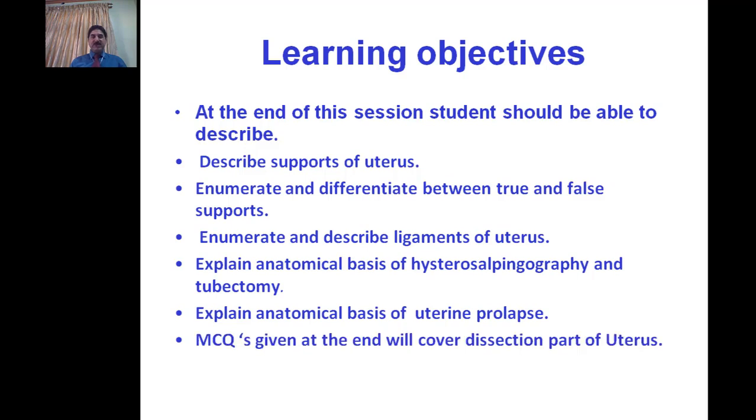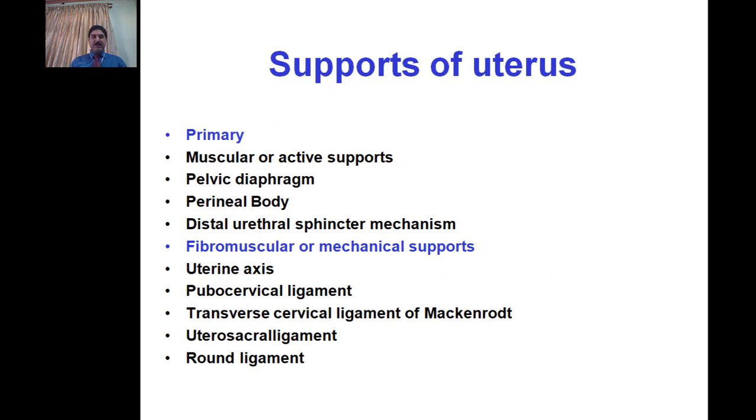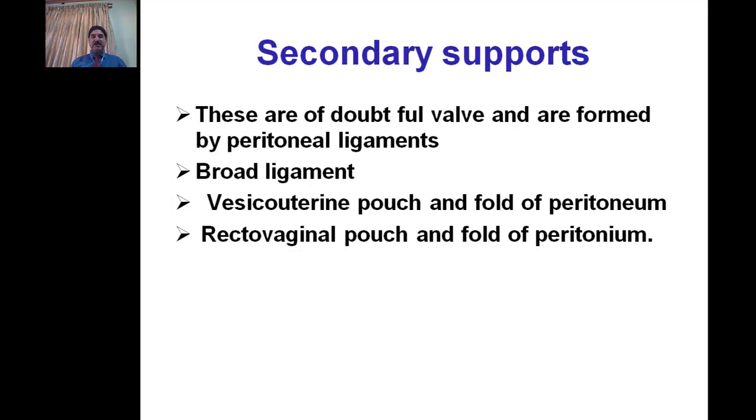Supports of the uterus are divided into primary supporters. Primary supporters include muscular or active supporters: pelvic diaphragm and perineal body. Fibromuscular or mechanical supporters include uterine axis, tubocervical ligament, transverse cervical ligament of Mackenrodt, uterosacral ligament, and round ligament. The secondary supports of the uterus are of doubtful value and are formed by peritoneal ligaments, which include the broad ligament, vesicouterine pouch and fold of peritoneum, rectovaginal pouch and fold of peritoneum.